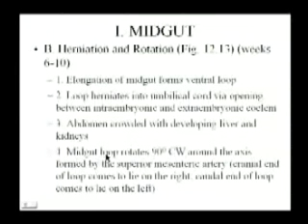This midgut loop is going to rotate 90 degrees clockwise around the axis formed by the superior mesenteric artery. The cranial end of the loop comes to lie to the right, and the caudal end of the loop comes to lie to the left. So this initiates the rotation.